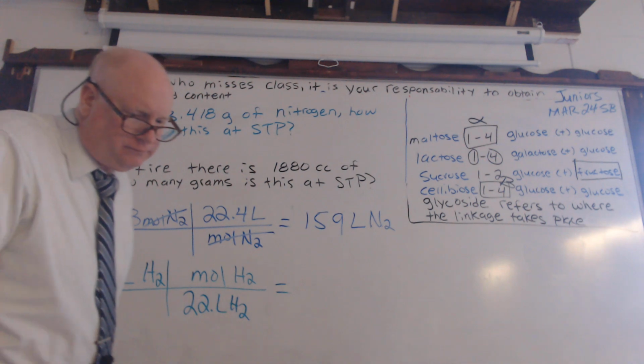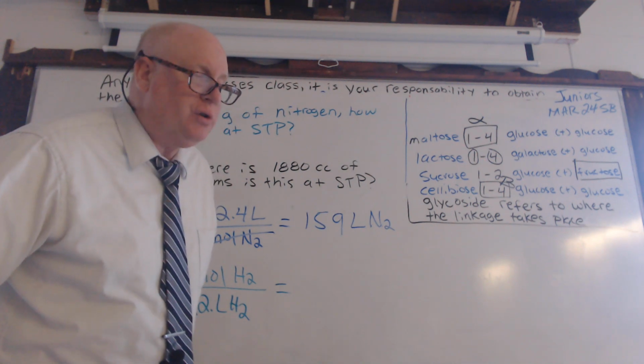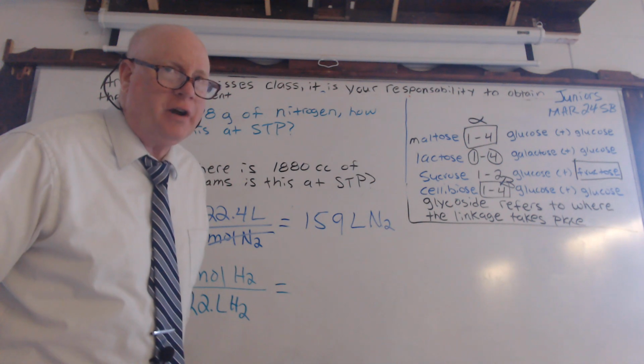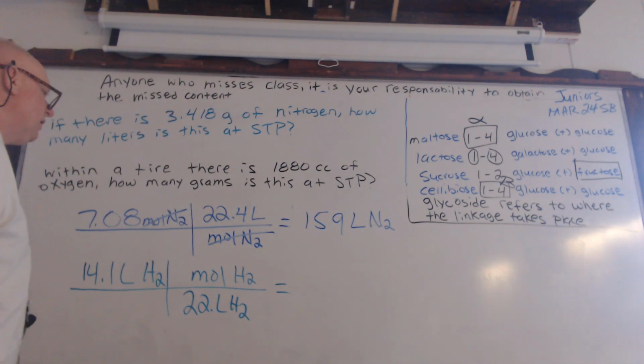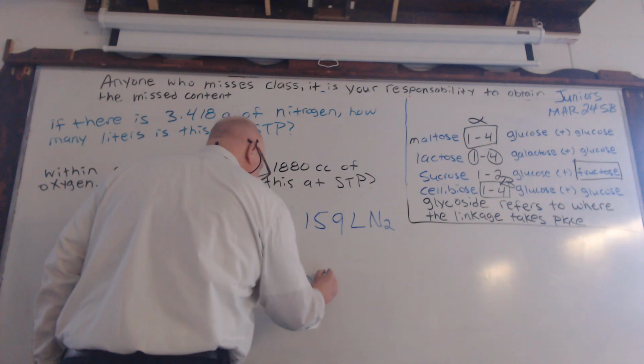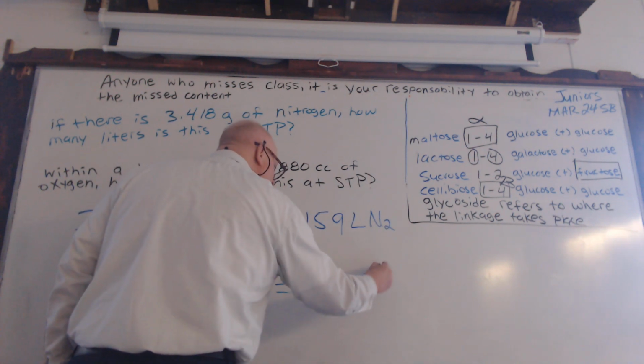You're off? That's what I get. Oh, okay. You're just rounding to the nearest hundredth. And that's fine. That's typically what we say, round to the nearest hundredth. 0.63, then that would be moles of hydrogen.